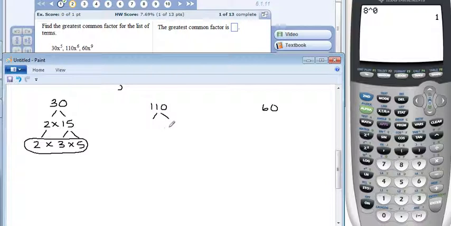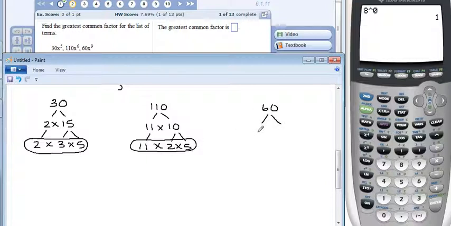What makes a 110? Well, among other things, an 11 and a 10 make a 110. This one's prime, and this one's not, so I'll break that down into its prime numbers. 11, 2, and 5. 2, 5, and 11 are all prime. And then I'll do it again for 60.